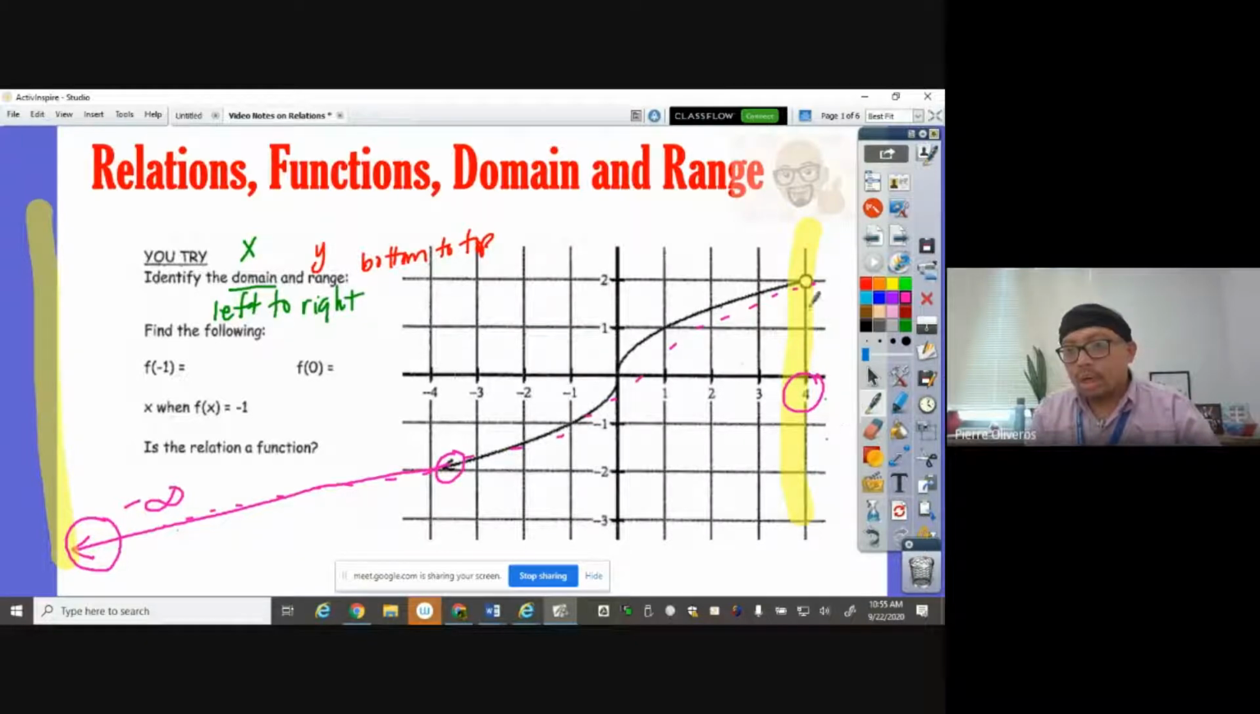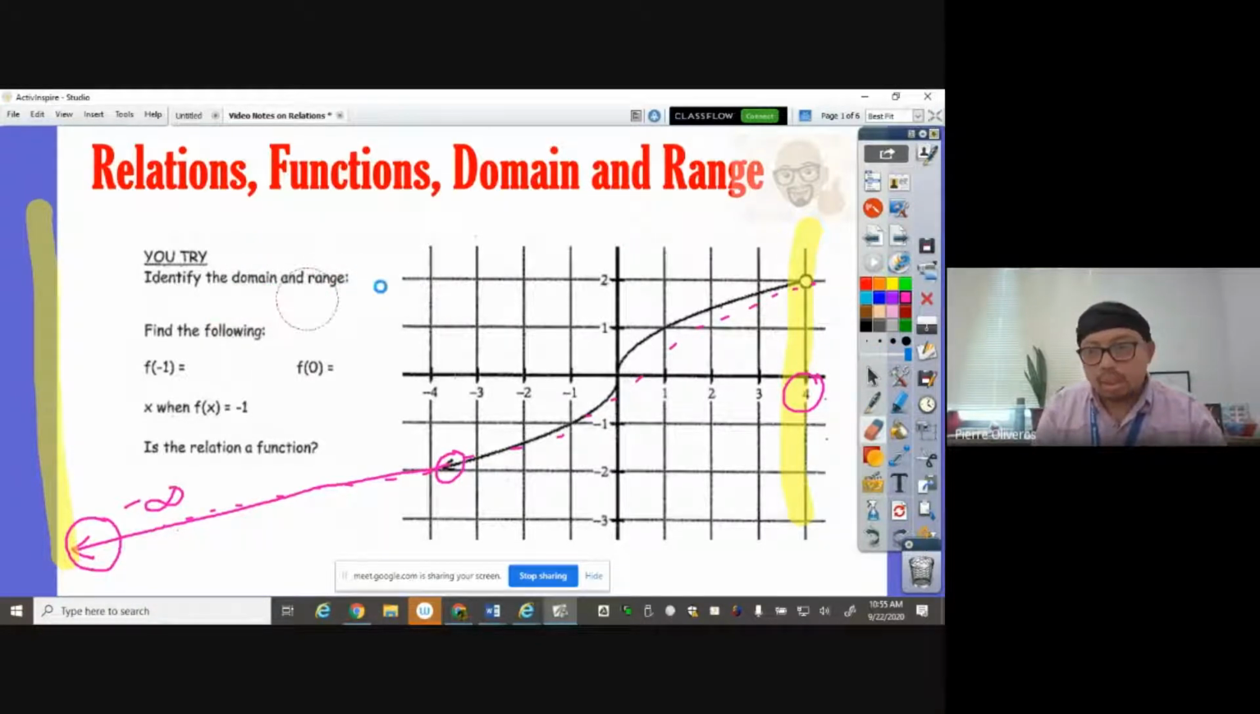So therefore, let me erase this portion here. Our domain here is from negative infinity to 4. Take note that we always use parentheses when it involves infinity. We will always use open parentheses if it's an open circle here. If this happened to be closed, this will be a bracket. We will never use a bracket with an infinity, whether it's negative or positive.